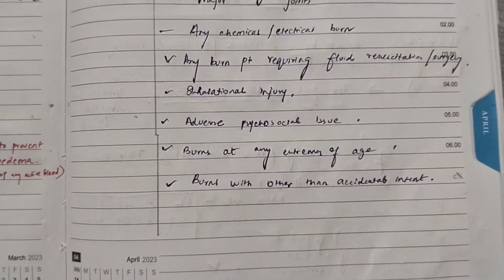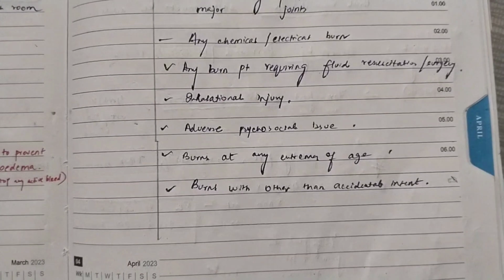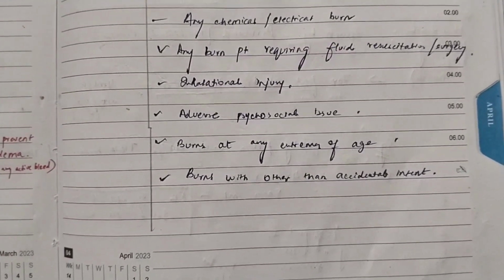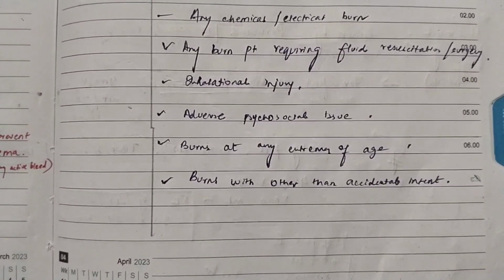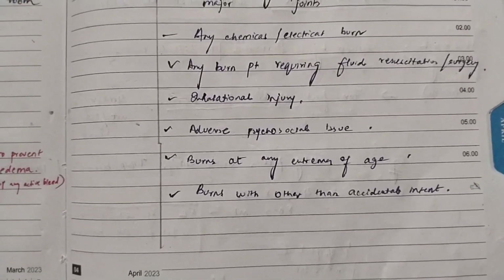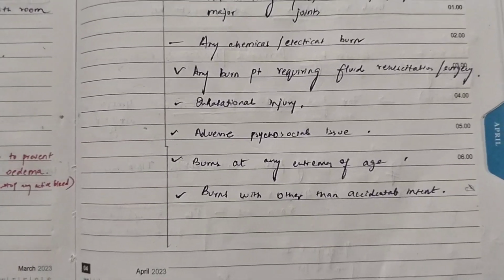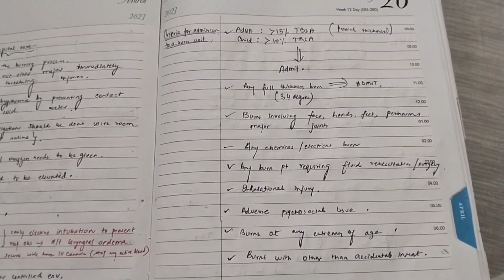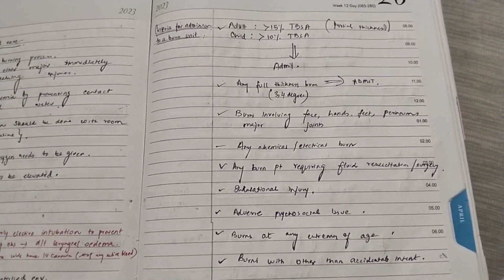If the burn has been at an extreme of age, बच्चों में हो गया या फिर एकदम old में हो गया, and if the burn has been without any accident, मतलब अगर जानबूझ के burn किया गया है, either suicide or somebody has planned to do that burn, you have to admit the patient to the burn unit. Now let us see कि क्या-क्या fluids लगता है.